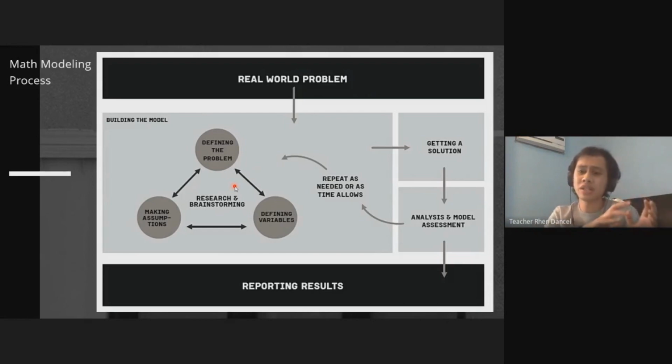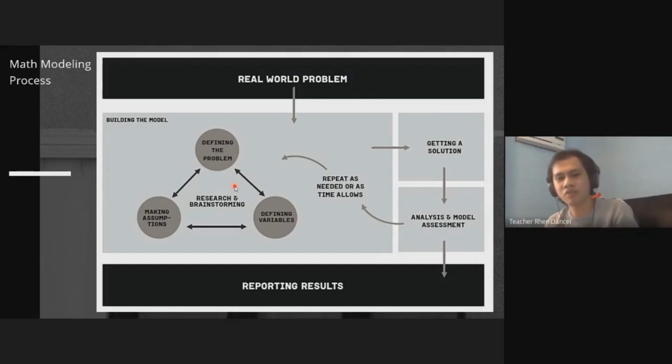And then after you create your assumptions, you start defining what your variables are. What are the variables that affect or that are factors to the issue presented? And these variables might either be independent or dependent variables. And when we talk about variables, we can also consider the counterpart, which are constants. Are there constant values that must be applied in our formula, in our mathematical model?